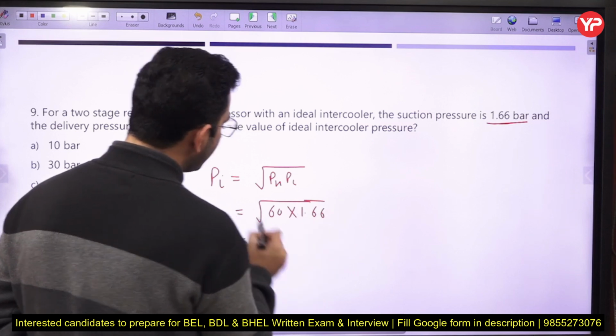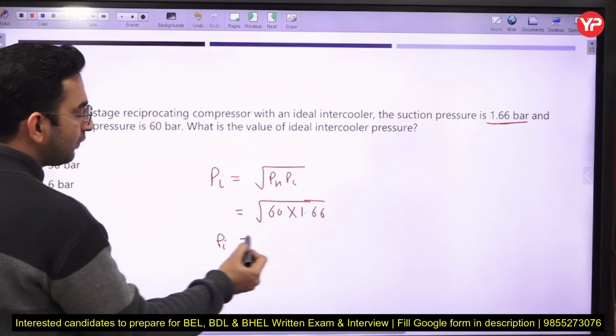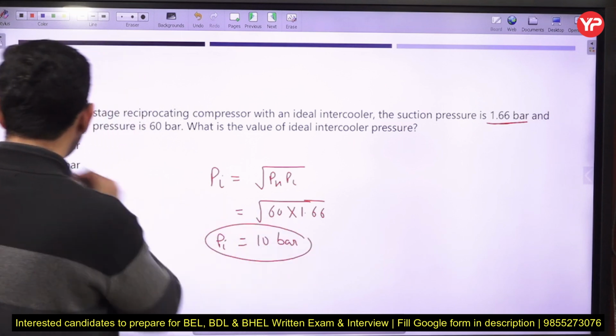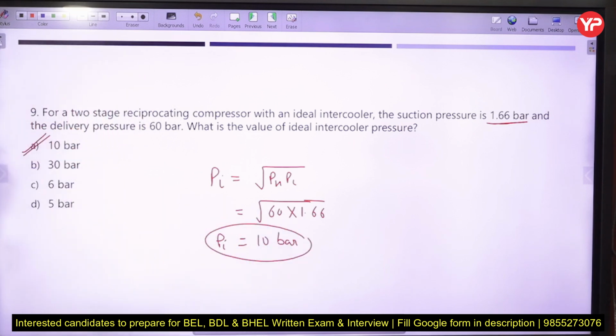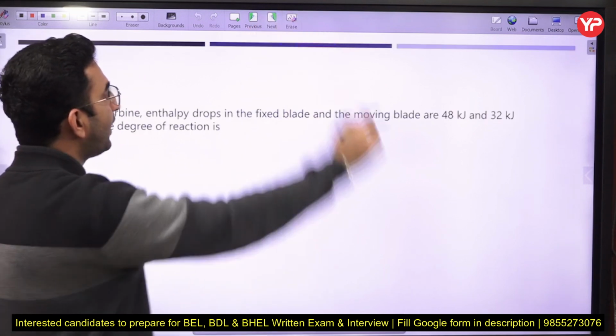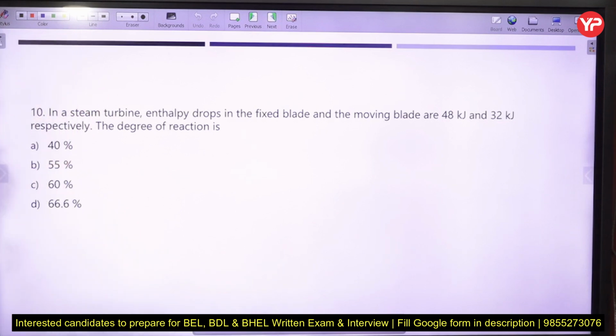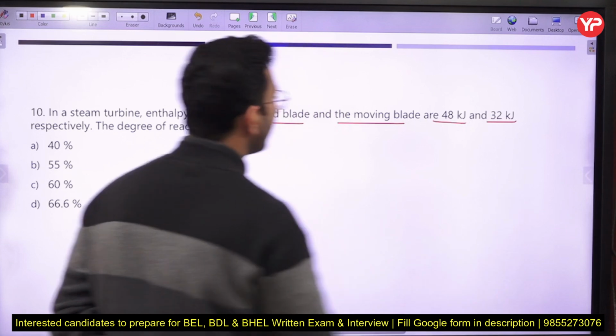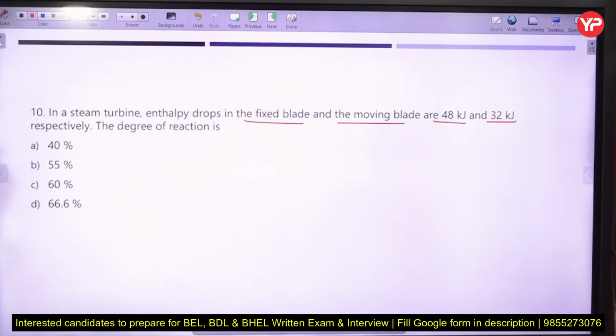So just solve it, and the answer of this question will come out to be around 10 bar. So we can say option A is going to be the correct answer of this question. Next part, in a steam turbine, the enthalpy drop in the fixed blade and the moving blade are 48 kilojoule and 32 kilojoule, and you have to calculate the value of the degree of reaction.